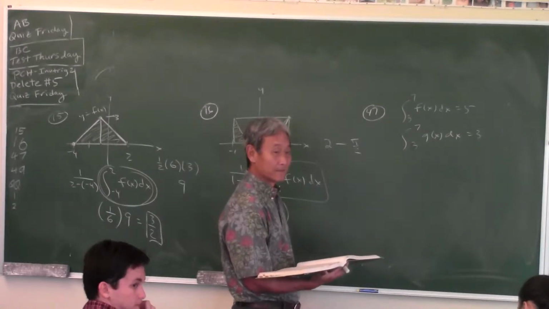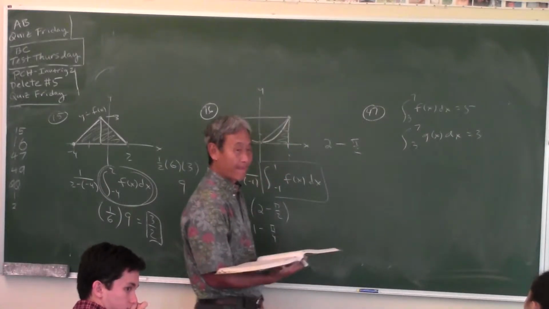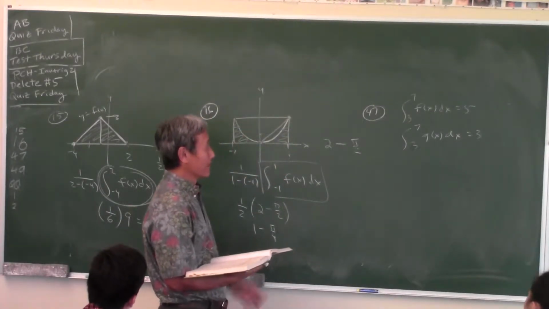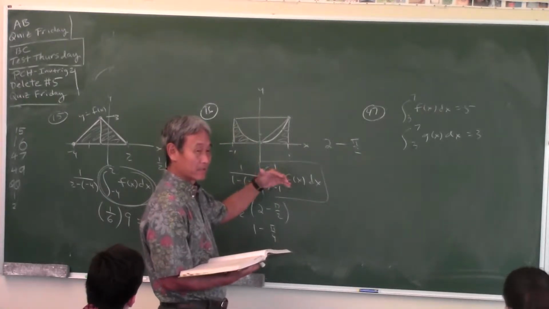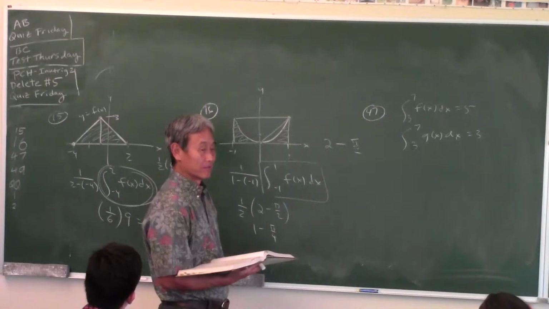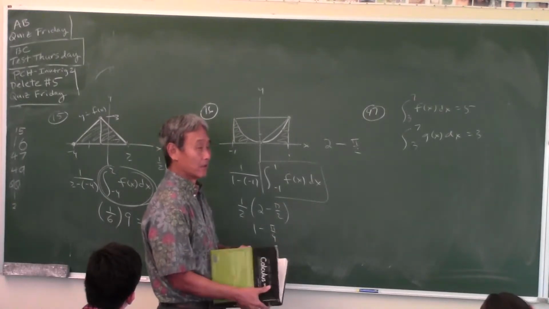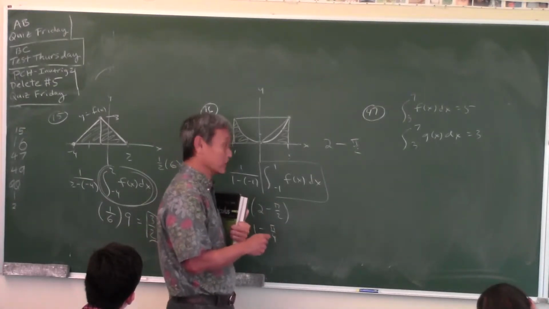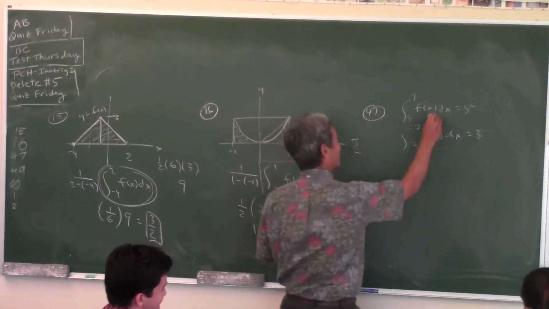I have a question about that. The integral is like the area between the graph and the x-axis. So if you switch the numbers, it negates the value. Why is that? Isn't it still positive above the x-axis? No. Okay, look here.